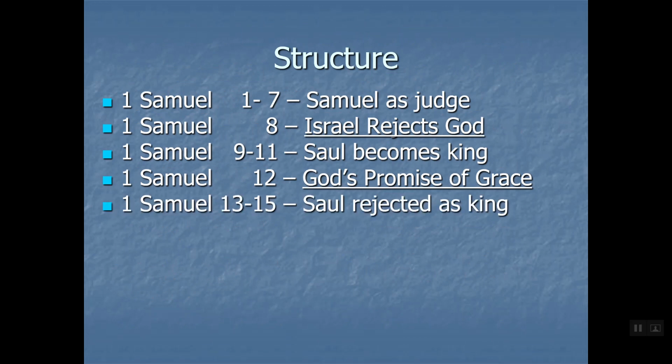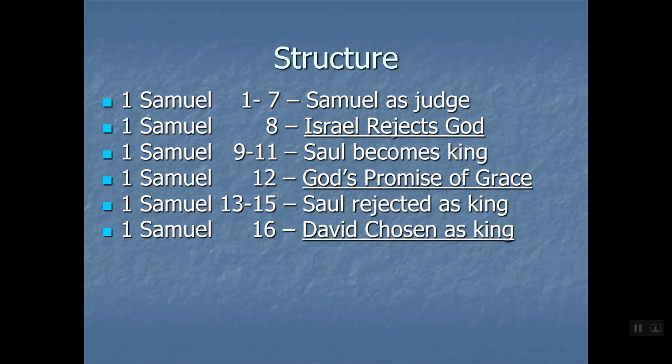There's wrath all over the New Testament. Don't let people tell you that there's not. There's one God. 1 Samuel 13 to 15, Saul being rejected as king. And then this is the last key chapter, is God chooses David, which is going to be impactful for the rest of Scripture.